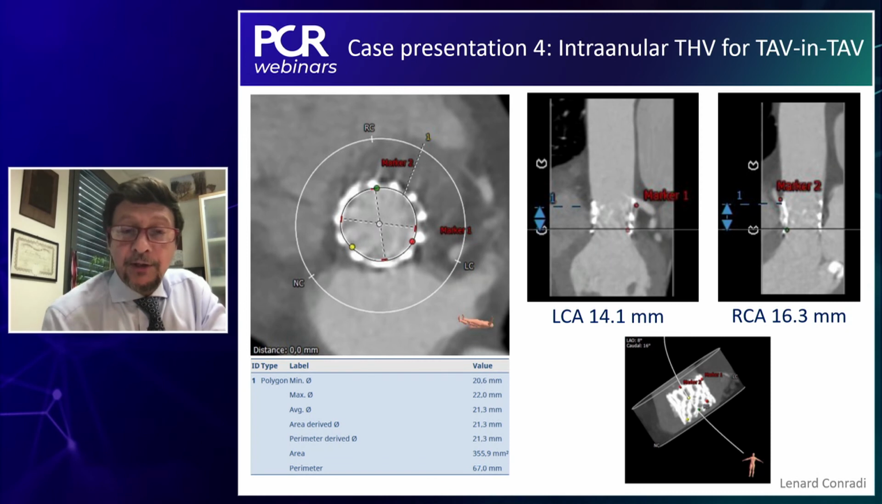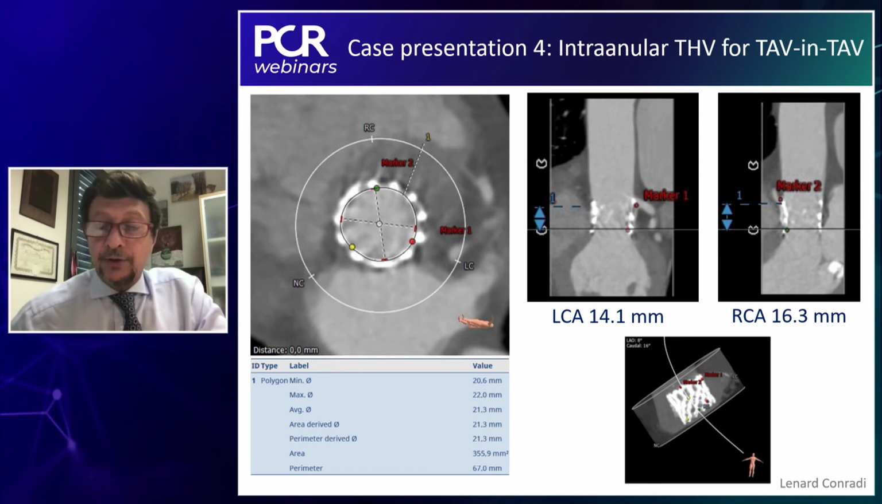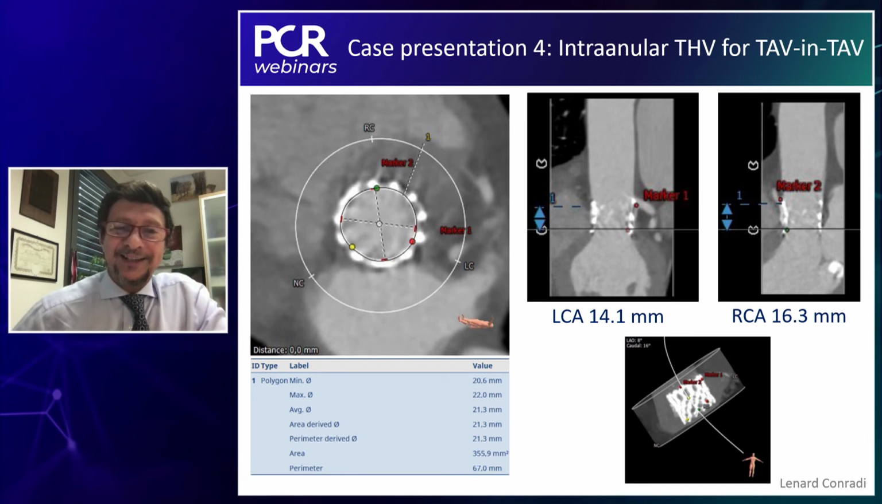Well, if I might go first, it's a trade-off. I mean, the potential advantage of a supraannular valve will be the lower residual gradient. But of course, the access to these coronaries will be painful. And in a case like that, of course, you need to think on planning your procedure with the project of coronary protection. I leave the comment on the intra-annular valve to Henrik.